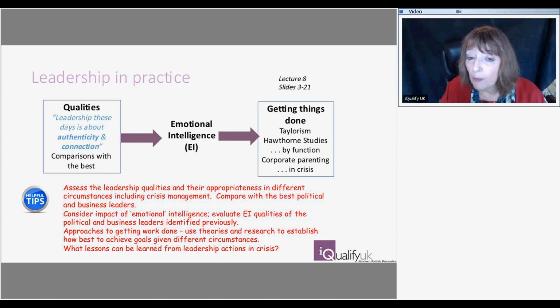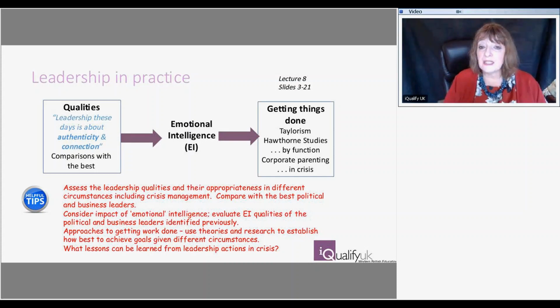how people performed best. So is it by function? Or corporate parenting, which seems to come into play when there is a particular crisis. So these were practical leadership in practice activities.